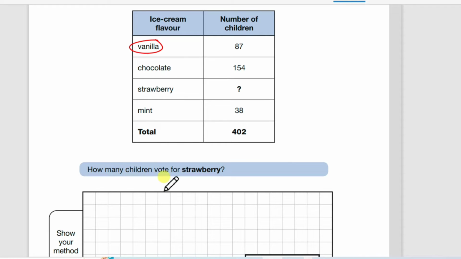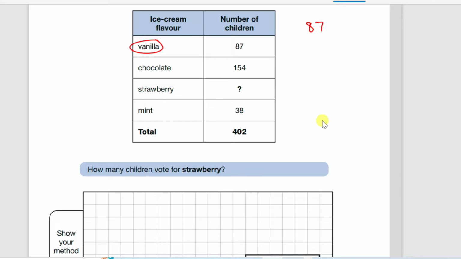So how many children vote for strawberry? Let's have a look. Well, we know this is the number of children. So 87 chose vanilla, 154 chose chocolate. We don't know about strawberry, and we know 38 chose mint. And altogether is 402. Best way to do this is to add up all these 3 numbers and subtract it from 402. Let's do it right now.